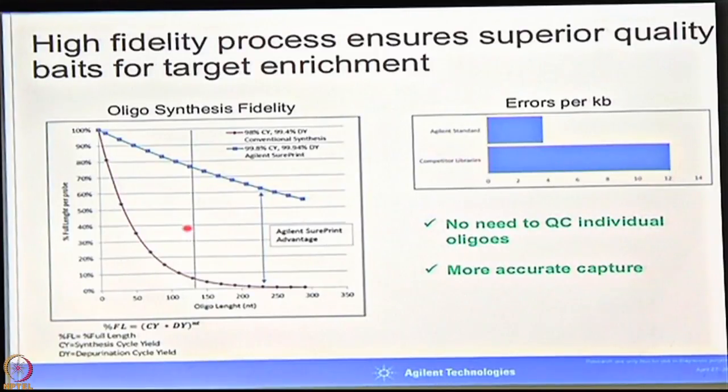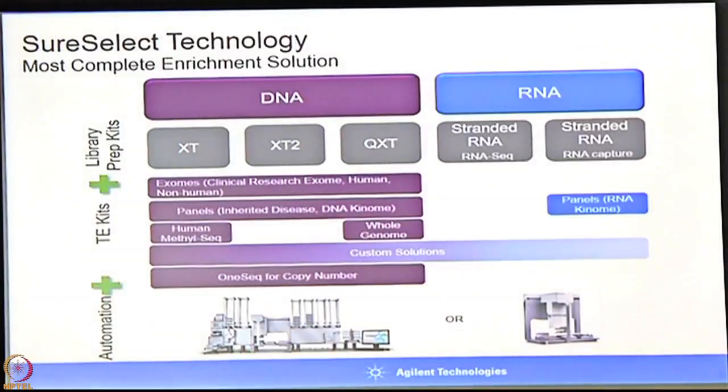If you look at the error rate in the probes, it is very low in Agilent, like one or two errors in 1 KB, but others have lots. So we have high fidelity probes, which are used for making the libraries. So these are the different ways you can make the exome libraries.